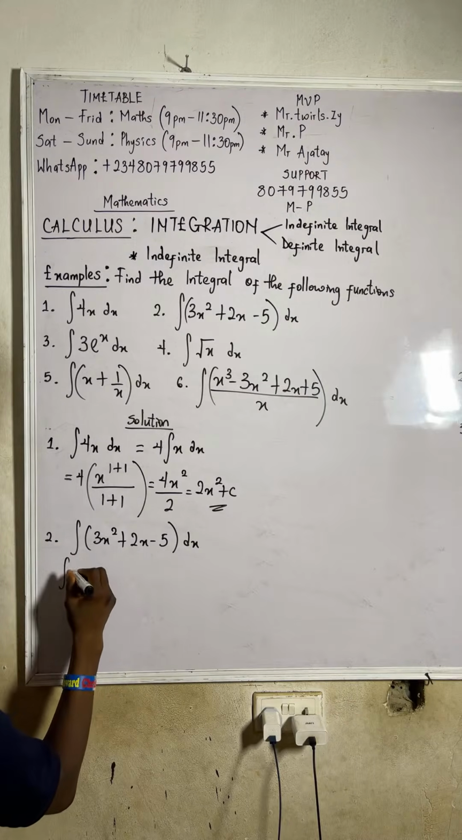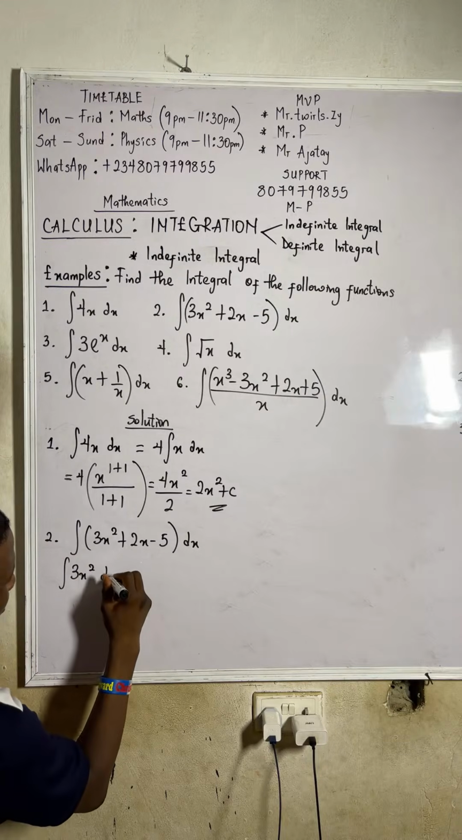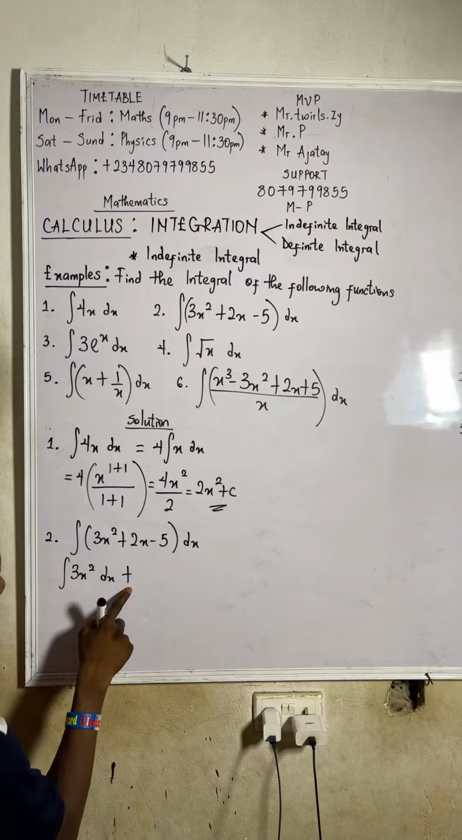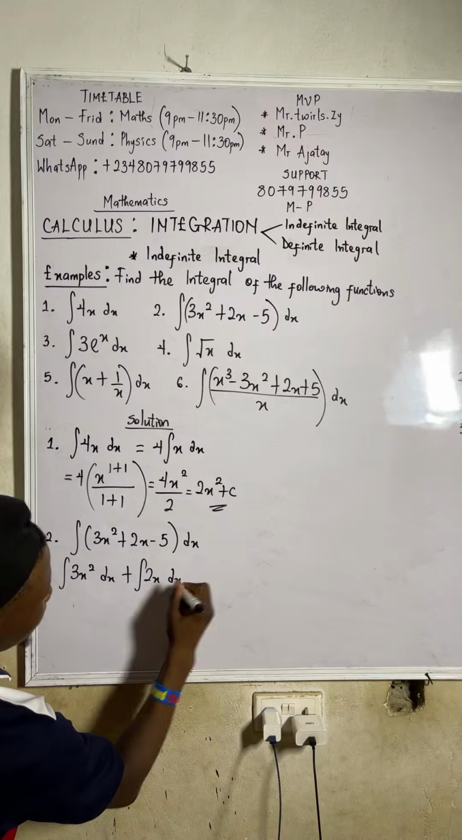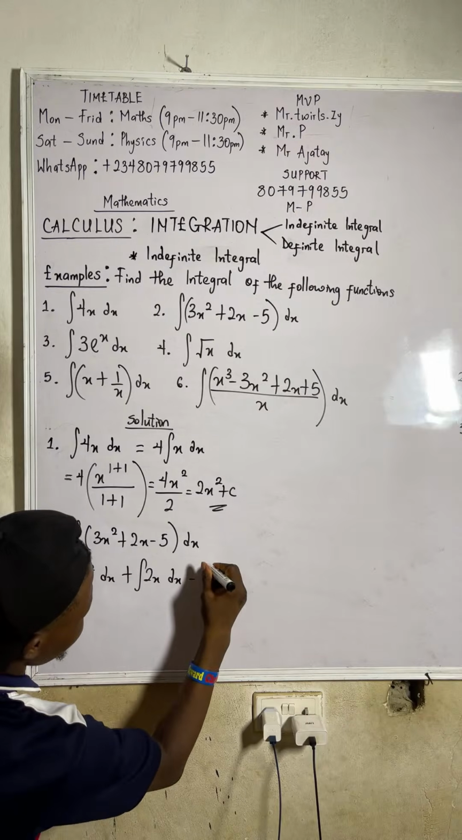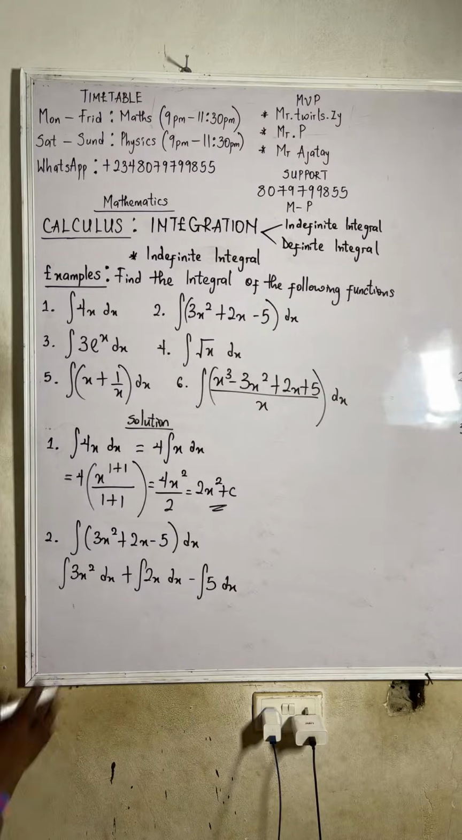So you integrate 3x squared separately with respect to dx. The next sign is plus, so I will integrate the next thing, 2x with respect to dx. Then the next sign is minus, so I will integrate 5 with respect to dx. Now, do we understand this part first? Confirm first.